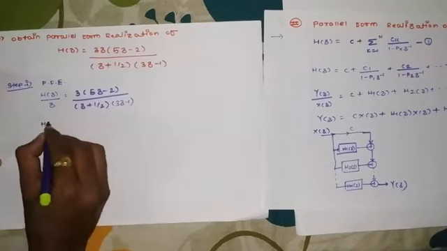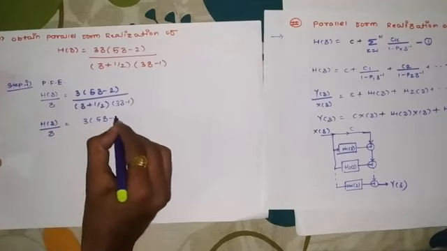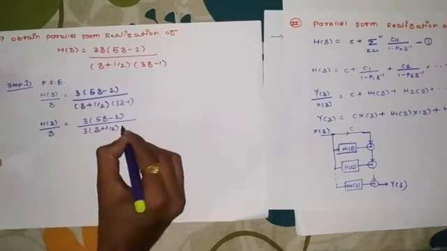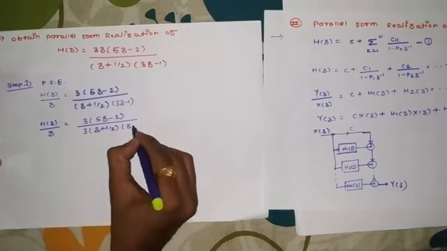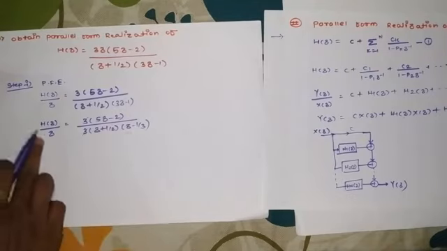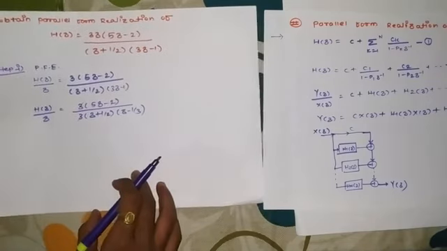So if I take z as, that is 3 as common from the denominator term, we'll get this term as 3 into (z + 1/2) into (z - 1/3). Now this 3 will get cancelled and we'll get the equation H(z)/z like this one. Now we'll apply partial fraction expansion.